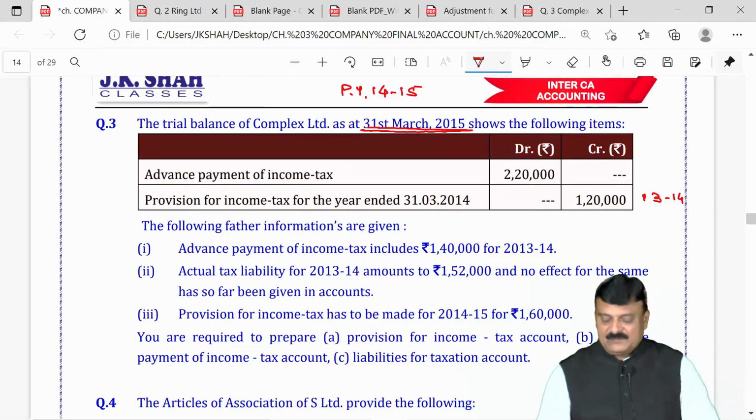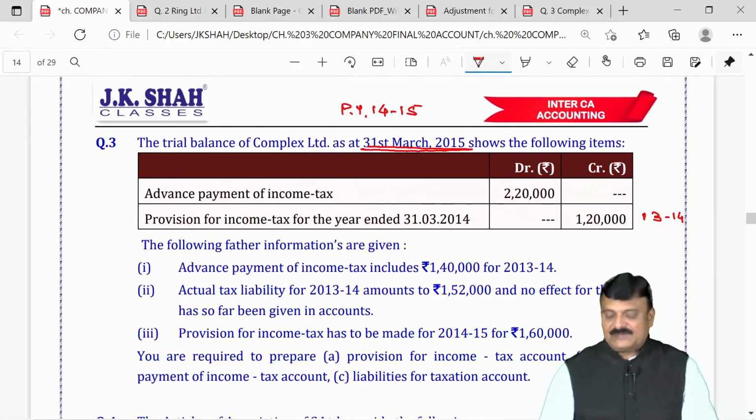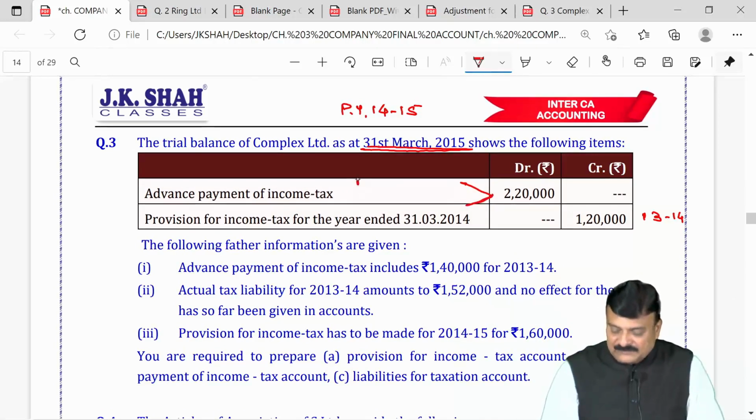The following further information is given. Advance payment of income tax includes 1,40,000 for 13-14. So out of 2,20,000, 1,40,000 is for the last year 13-14. That means the remaining 80,000 tax you paid for the current year 14-15.